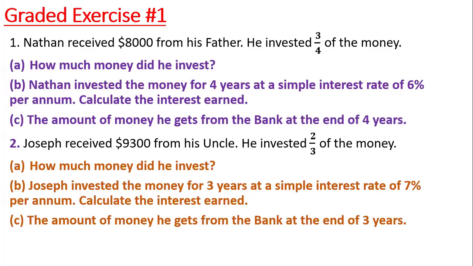Joseph received $9,300 from his uncle. He invested 2/3 of the money. You want me to read A, B, and C? Yeah. How much did he invest? Joseph invested the money for 3 years at a simple interest rate of 7% per annum. Calculate the interest earned. The amount of money he gets back from the bank at the end of 3 years. Very good. All right, so we're gonna answer, thank you very much. We're going to answer these just like how we did the previous grade exercise.